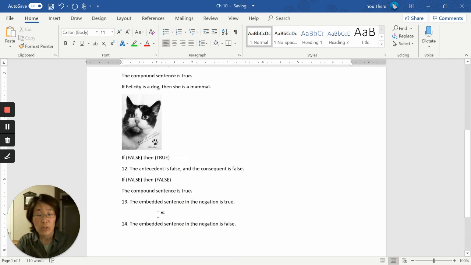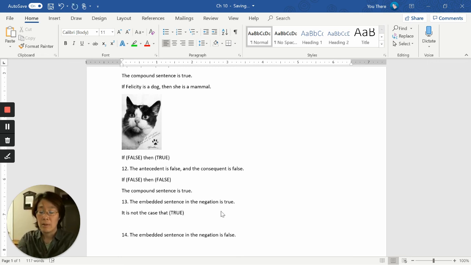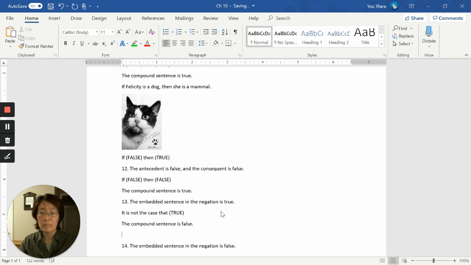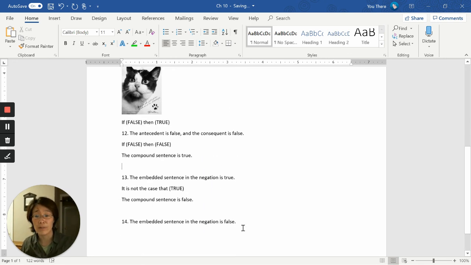With 13 and 14, we're dealing with negations. Right? The embedded sentence in the negation is true. So we're looking at something like this. It is not the case that something, and that something is true. By definition, the compound sentence is then false. Negation simply just switches the truth value of the embedded sentence.